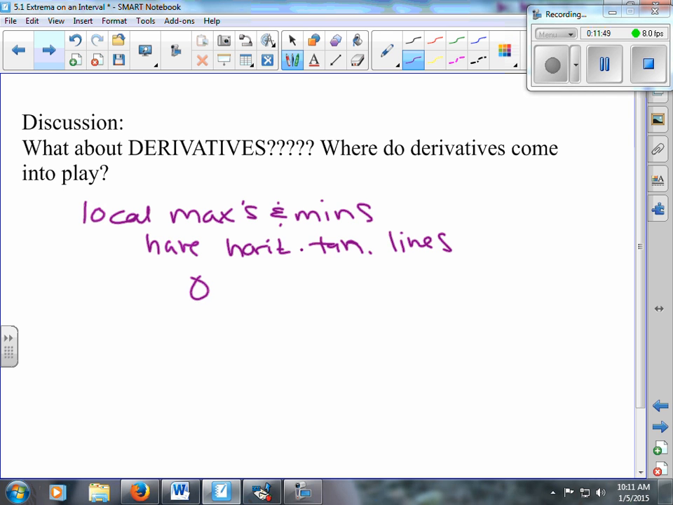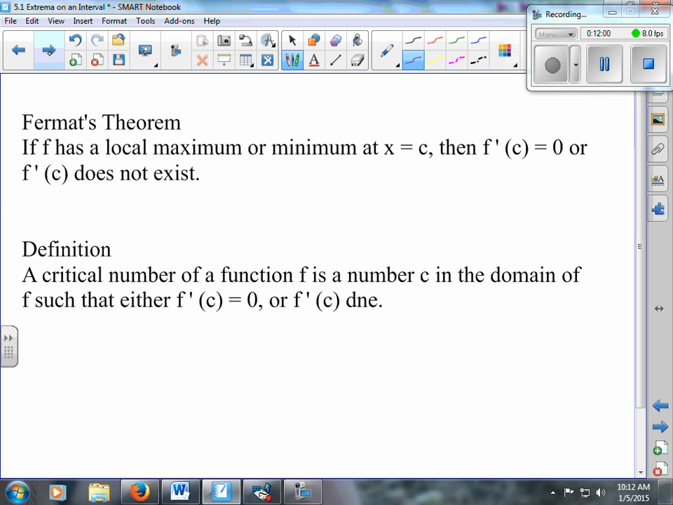Or no tangent line, because it's some sort of a pointy thing. Okay? And that's called Fermat's theorem, and that's on this next page. Fermat's theorem says that if you have a local max or a min at a specific x value, then the derivative of the function is either equal to 0 or does not exist at that x value.